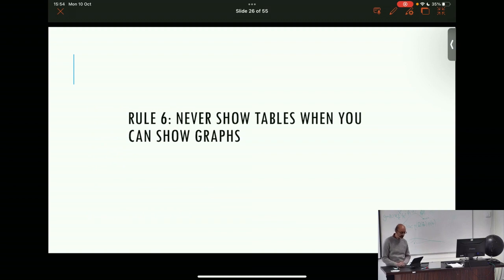So never show tables when you can show graphs.